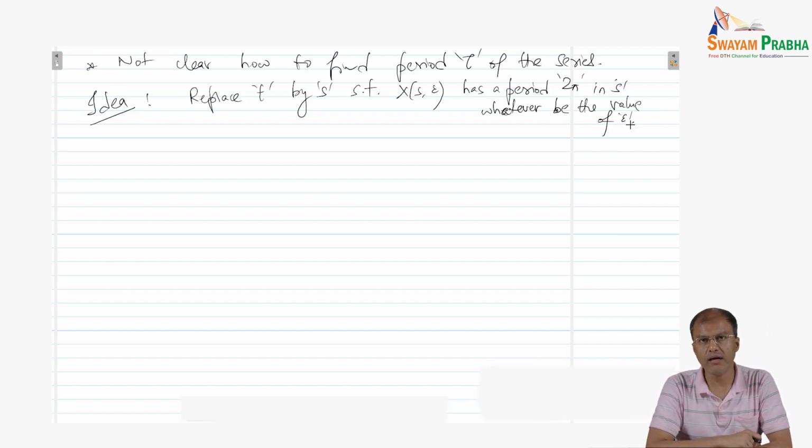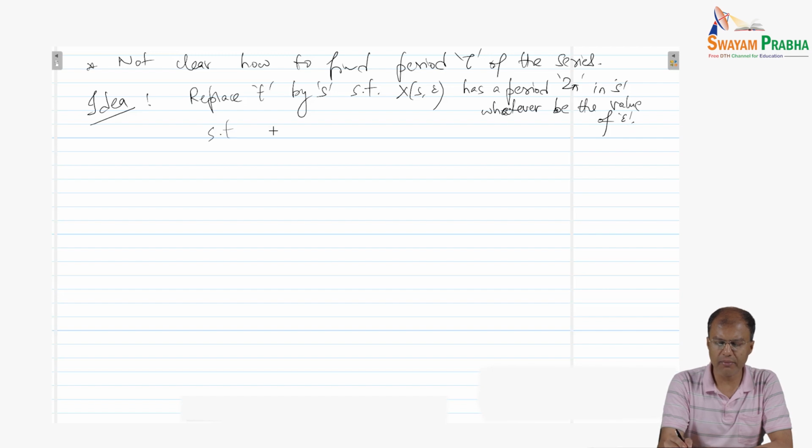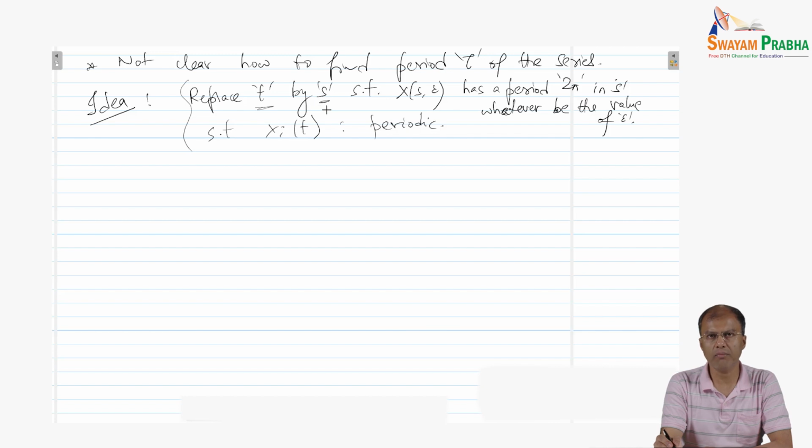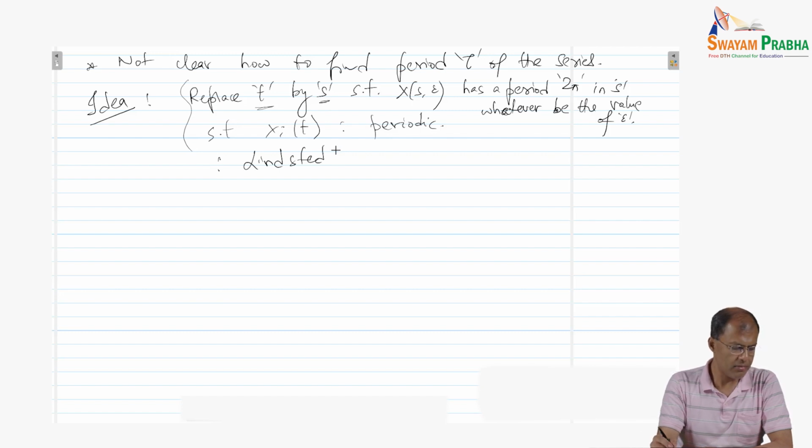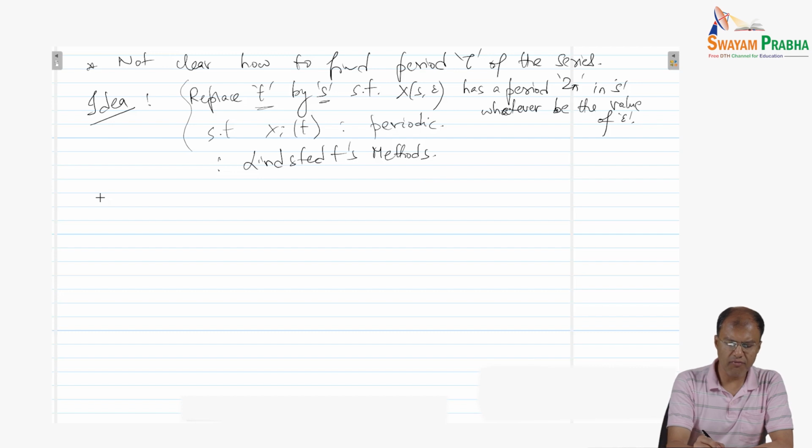Now the way we do it is such that every term xi of t is periodic, right? This idea of replacing one independent variable by the other, which contains the time period information, is the so-called Lindstedt method. Lindstedt's method, right?